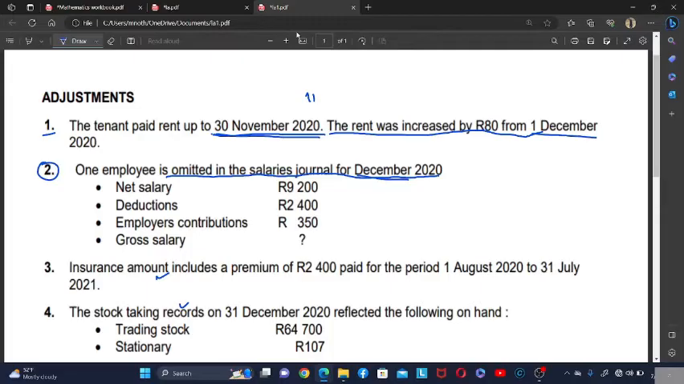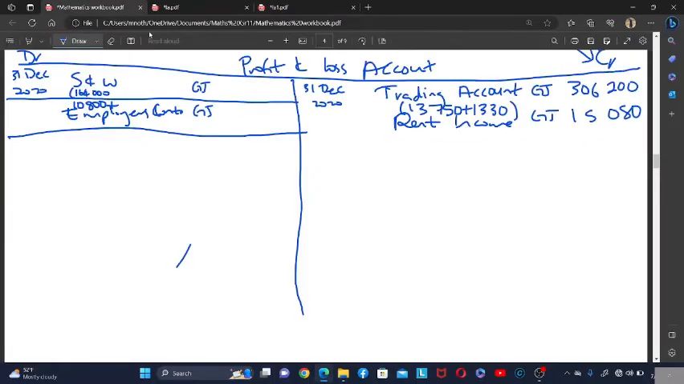Okay. Now, which money goes to the salary? The money that goes to the salary must be the gross salary. So the gross salary is the net salary plus the deduction, which is going to give you 11,600. So we are going to have plus 11,600, which is going to give you 175,600.